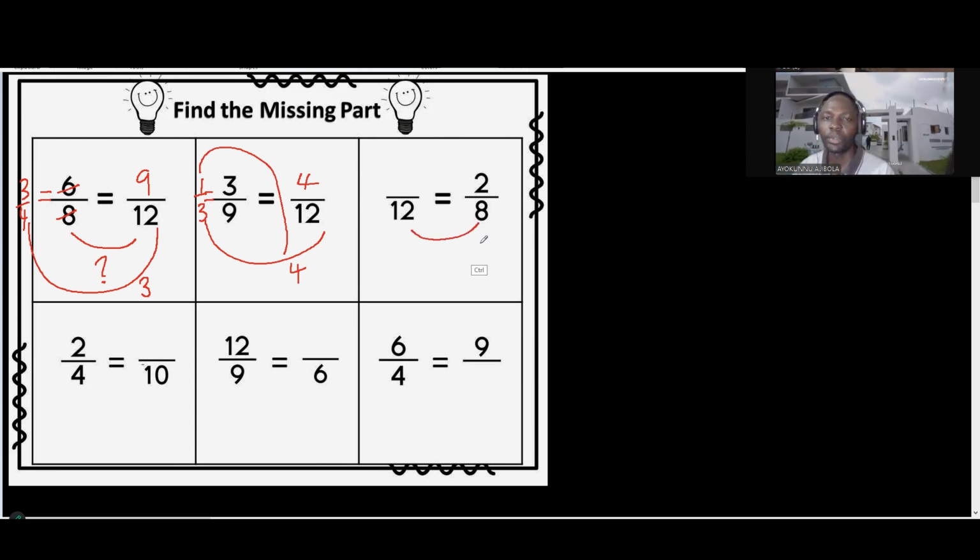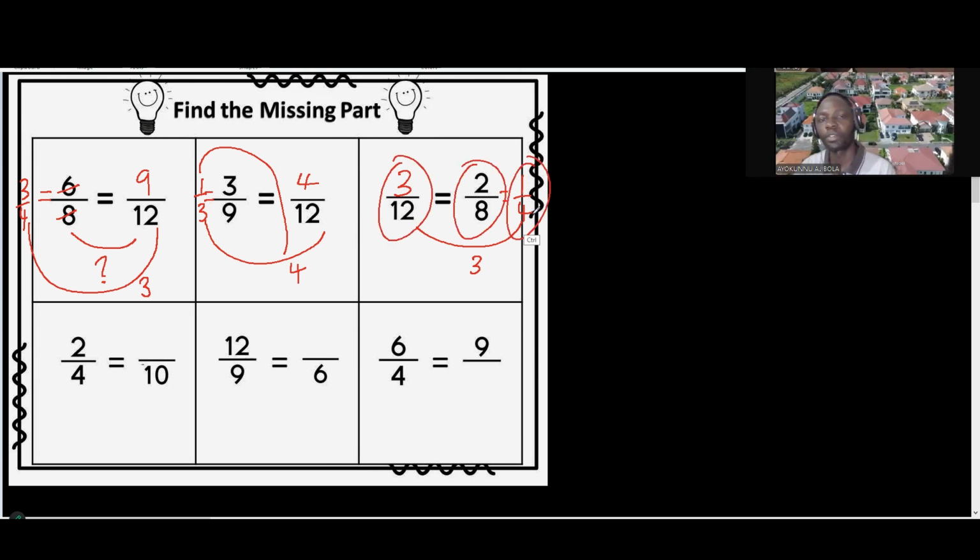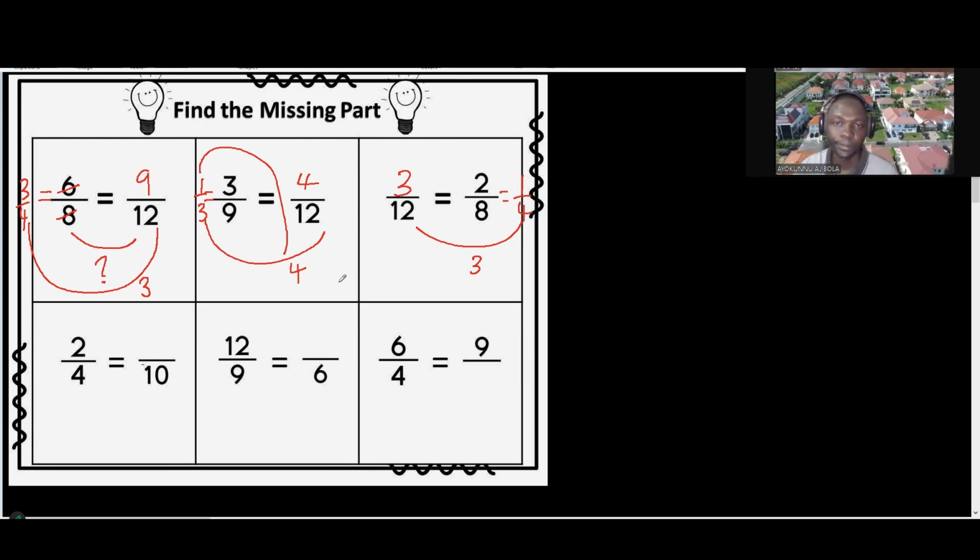Maybe I should do one more. 12 times nothing will give me this. Then I can reduce this to 1 over 4. Is that clear? So I can say 4 times what will give me 12? That's 3. Then 3 times 1 is going to give me 3 here. So this is 1 over 4, and this is 1 over 4, and this is 1 over 4. Is that clear now?